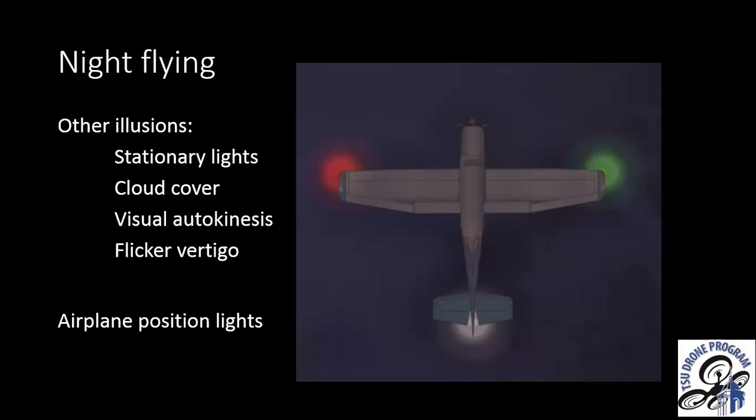And then the last thing that I've got on this slide are the airplane position lights. And so these allow you to determine the direction of movement of other airplanes in flight. A red light is going to be positioned on the left wingtip, a green light is going to be on the right wingtip, and a white light is going to be found on the tail. So then that can help you identify which direction it's moving, and those types of things.